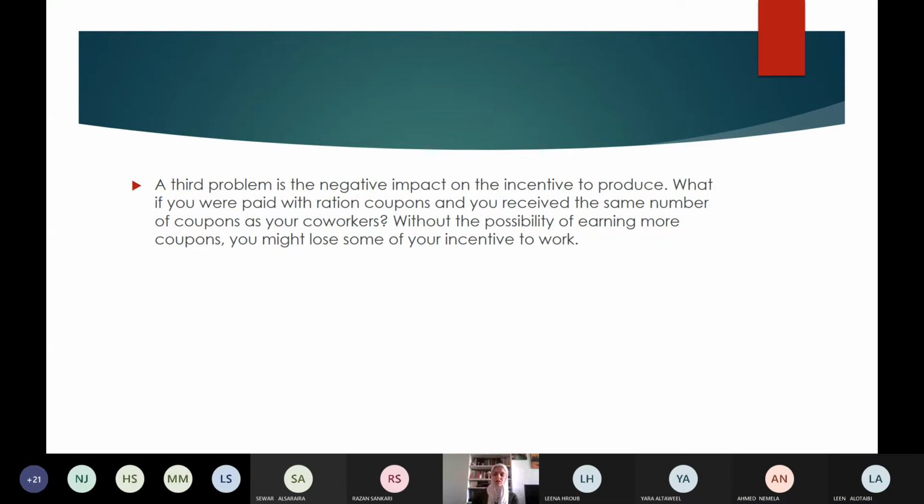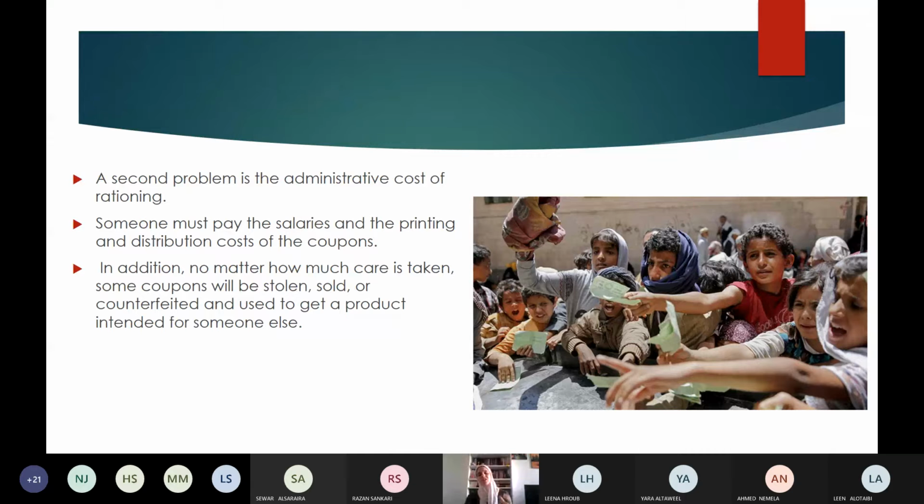So after the economists studied it, they found out that the system of rationing does not function well. Although it affords food for poor people, it doesn't function well. Coupons are exposed to be stolen. People are exposed to be hungry.